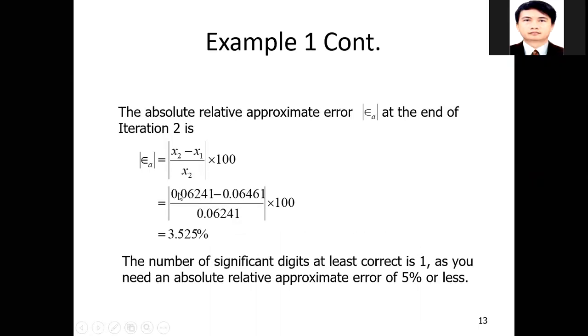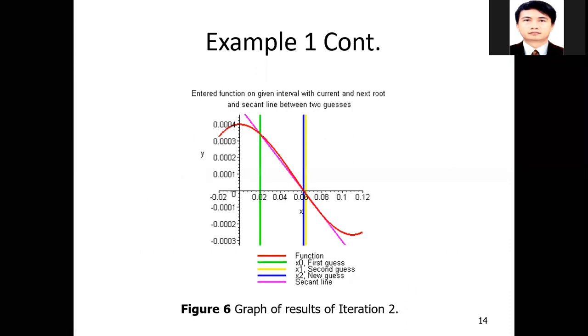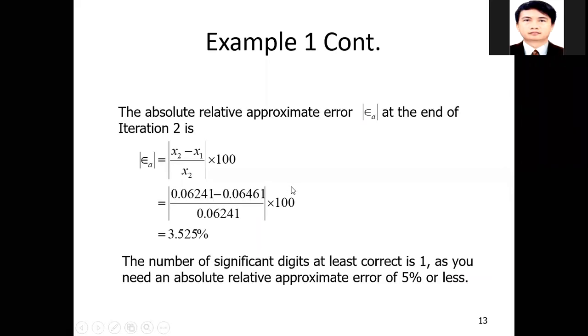So again, we need to calculate the percent error after each iteration. So this turns out to be the new x, 0.06241. Then the previous value of x is the x sub 1, over the new value of x. Then take the absolute value times 100. So this will give us around 3.5, from the previous percent error of almost 23%. So graphically, you can represent our x sub 2, 0.06241, as this form.